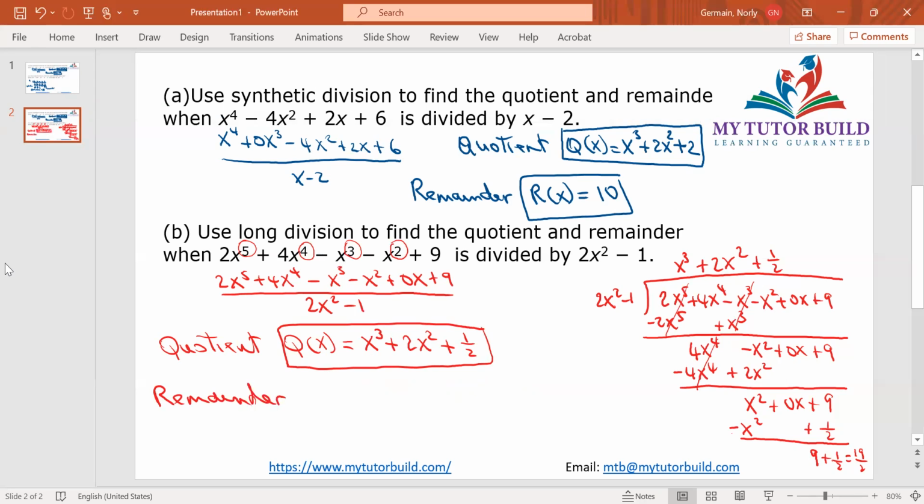In regular cases, we would write 19 over 2, over 2x squared minus 1. That would be 19 over 2 times 2x squared minus 1. But here we're going to just keep the remainder as is, as 19 over 2.